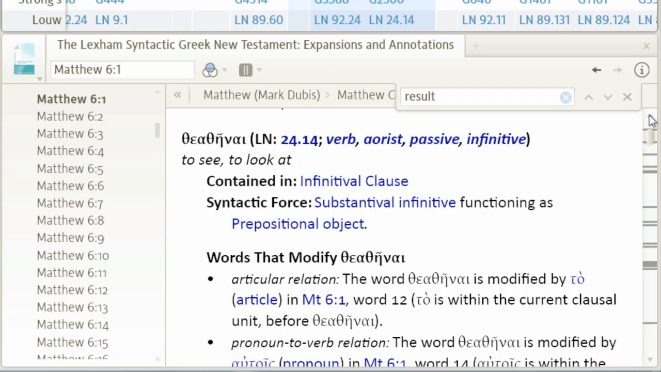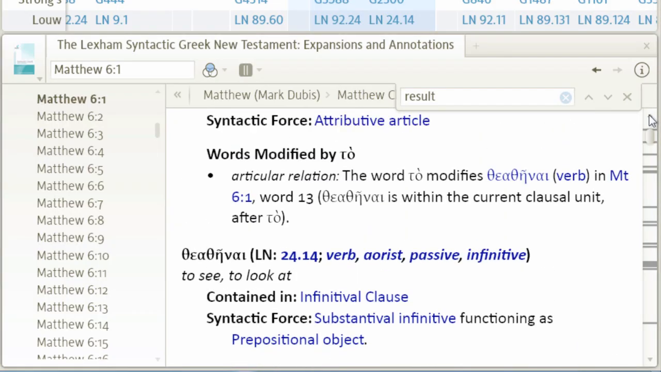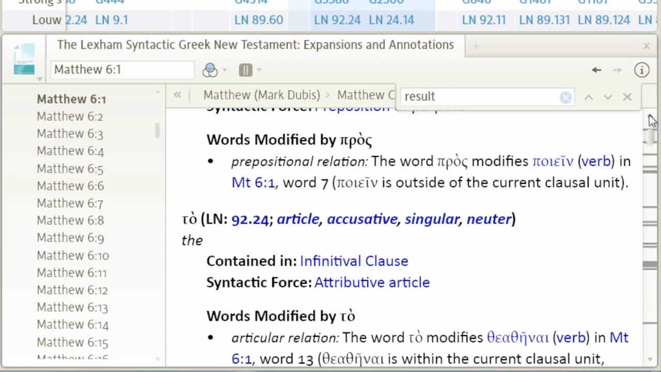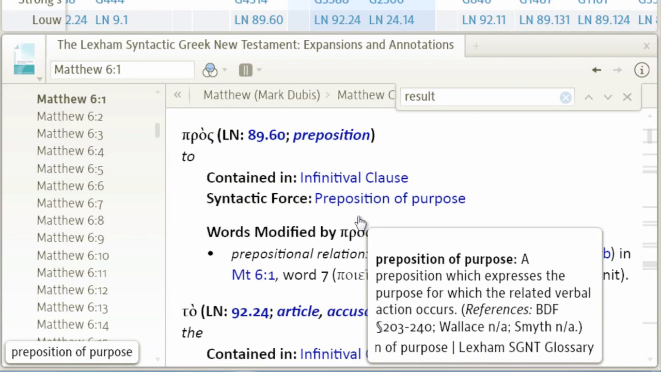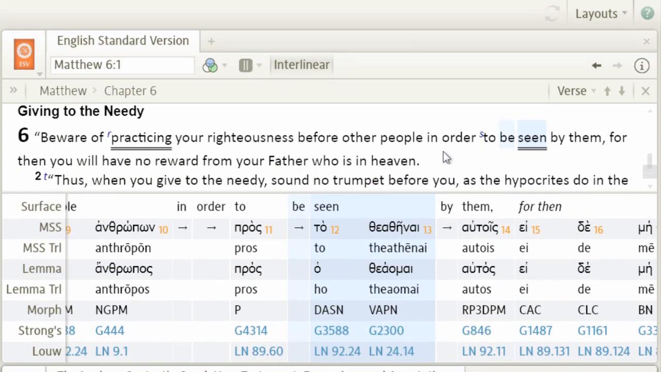But if we move back up to not just the article, but we move all the way up to the preposition, we'll see that this preposition is labeled a preposition of purpose. So sometimes the annotation goes back to one word and not the entire phrase. So you want to be aware of that when infinitives are working with other words like prepositions or articles. Now going back to our verse in Matthew 6:1, the infinitive shows us that being seen by others is not the goal or aim of practicing righteousness.